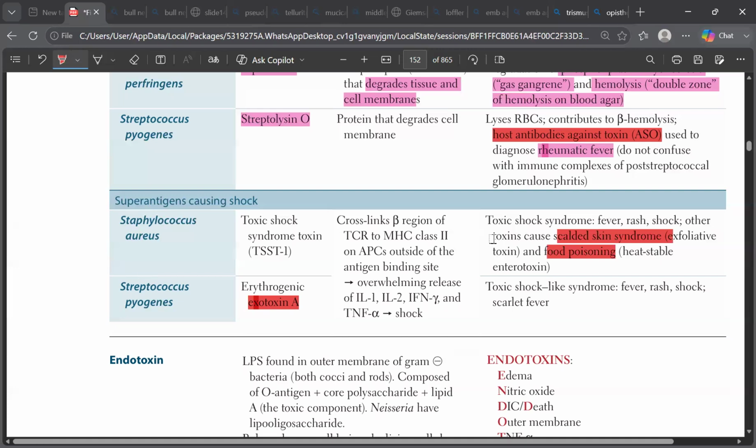It also has an exfoliative toxin that causes scarlet skin syndrome, and a heat stable enterotoxin that causes food poisoning. And toxic shock like syndrome is caused by Streptococcus pyogenes. It has fever, rash, shock, and scarlet fever. And scarlet fever is a fever that has a strawberry shaped tongue presentation, pharyngitis, and impetigo, I think.